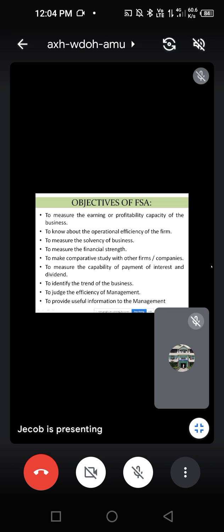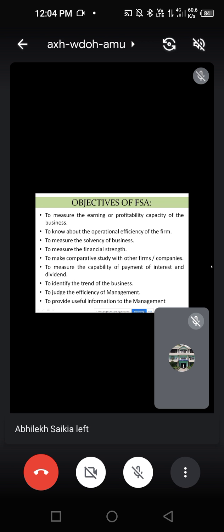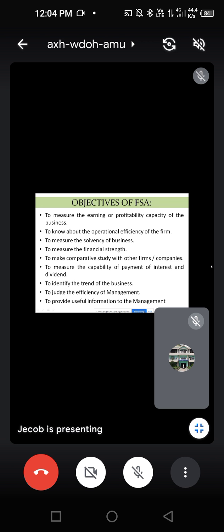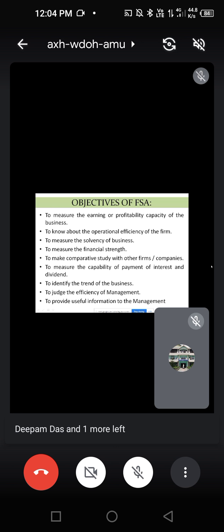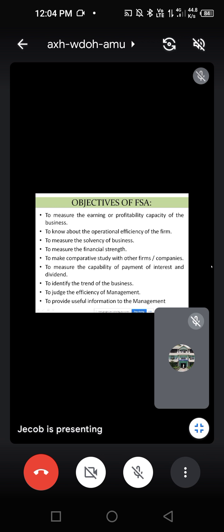Then to know about the capability of payment of interest and dividend, all those things, and to identify the trend: whether you are going on the right track or the wrong track, whether your business is going in the right direction or the wrong direction, what is the capacity of your business, whether it is working at 100% capacity or at minimum or average capacity. You must have such kind of information. Those informations you will only come to know from the financial statements.